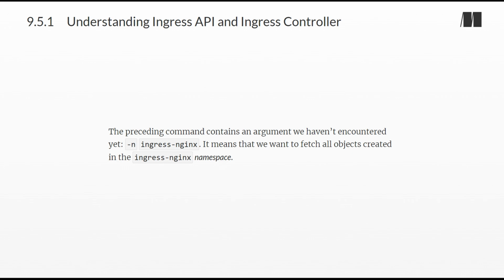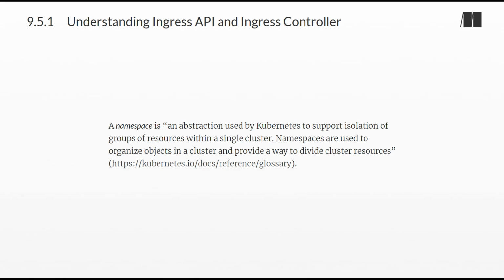It means that we want to fetch all objects created in the ingress-nginx namespace. A namespace is an abstraction used by Kubernetes to support isolation of groups of resources within a single cluster. Namespaces are used to organize objects in a cluster and provide a way to divide cluster resources.